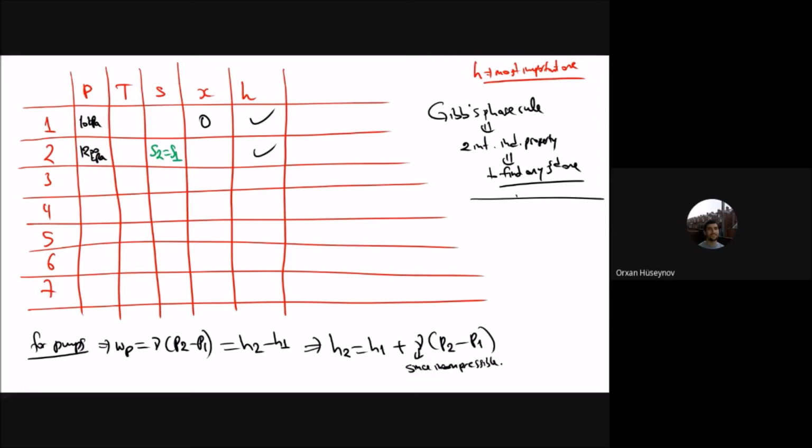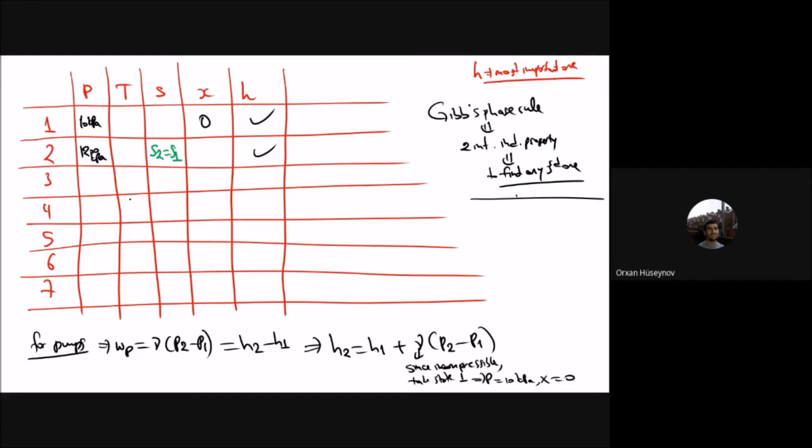And this nu, since it is incompressible, we can take at any state. Take state 1. State 1 means that I know the pressure is 10 kilopascals and the quality x is 0. So you can find that state in the table, and then I can find the enthalpy value.